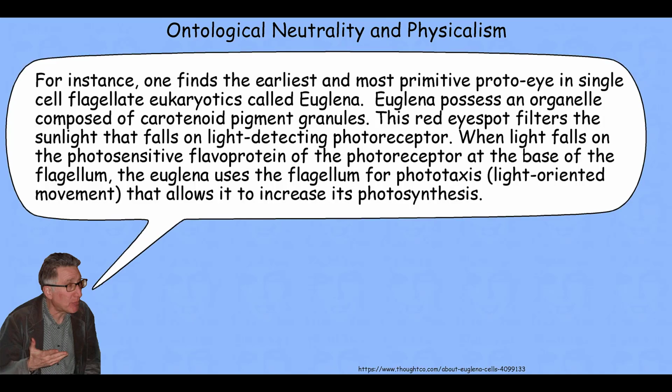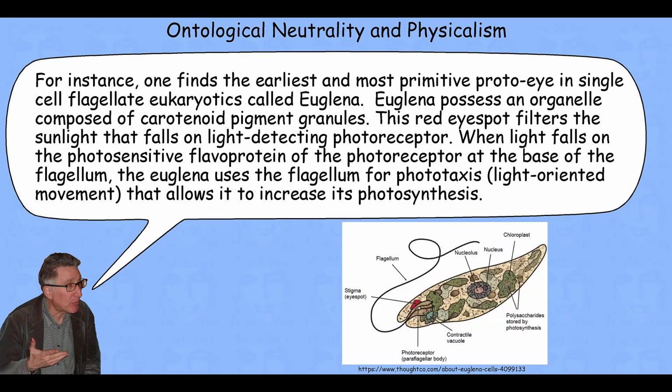For instance, one finds the earliest and most primitive proto-eye in a single-cell flagellate whose name I can never pronounce because I'm dyslexic, called Euglena. Now, these Euglena possess an organelle composed of a carotenoid pigment, like in carrots, except that this one's red. So those pigment granules are in a little structure within the cell. It's called the eye spot. The eye spot then filters sunlight, and that filtered sunlight then falls on the light-detecting photoreceptor component of this organism.